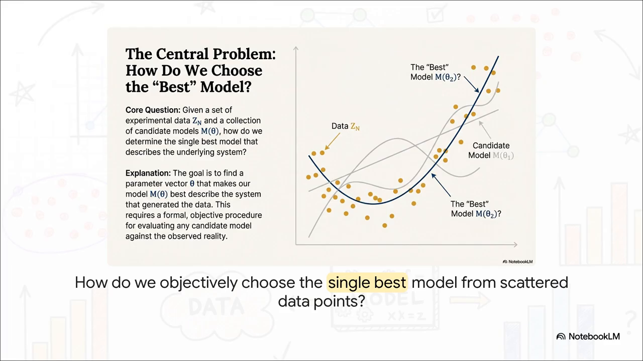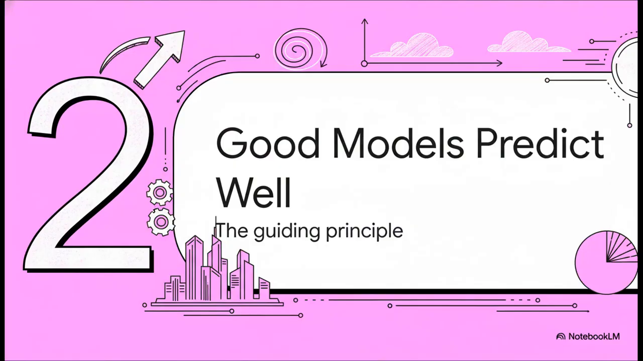The huge question is, how do we get past just squinting at it and saying, that one looks good? How do we find an objective, mathematical, defensible way to pick one and say, this is the best one? That's the problem we have to solve. To answer that, we really need a philosophy, a North Star to guide us. And it turns out the most powerful, and honestly the most intuitive principle, is all about looking ahead.